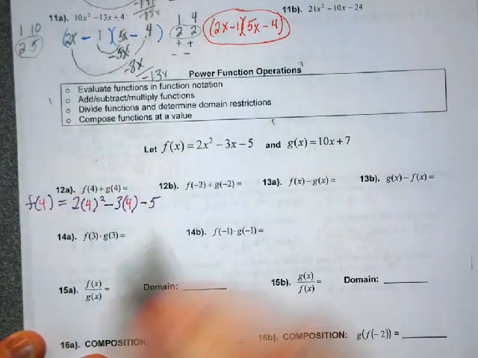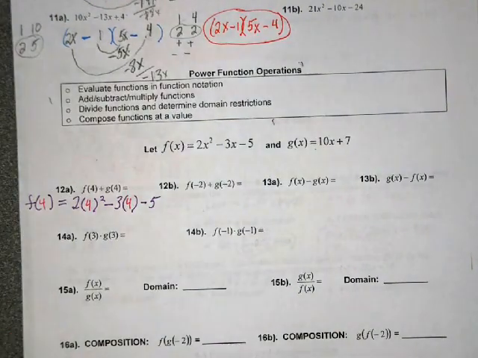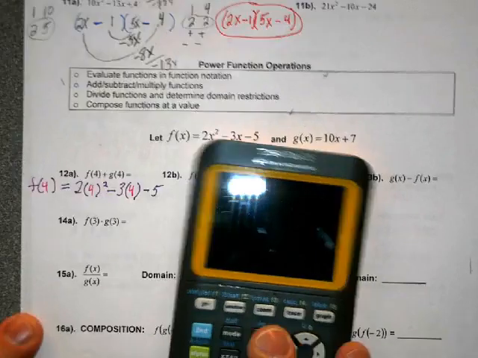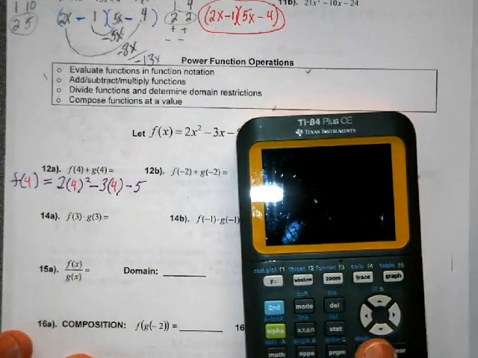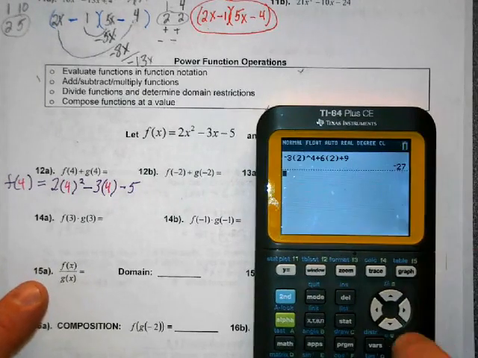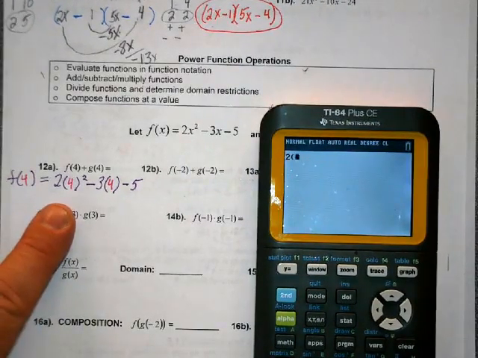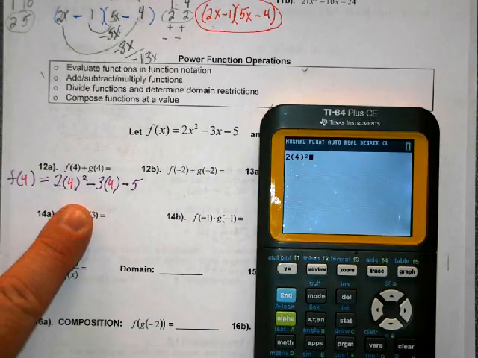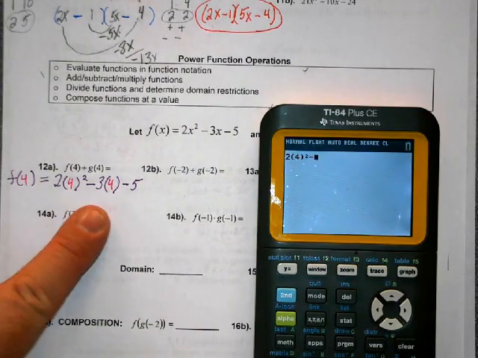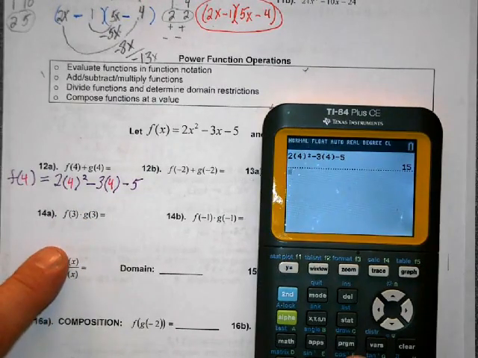Our handy dandy calculator. Okay, so I have 2 parentheses 4 squared minus 3 parentheses 4 minus 5. And I get 15. Does that sound right? So f of 4 equals 15.